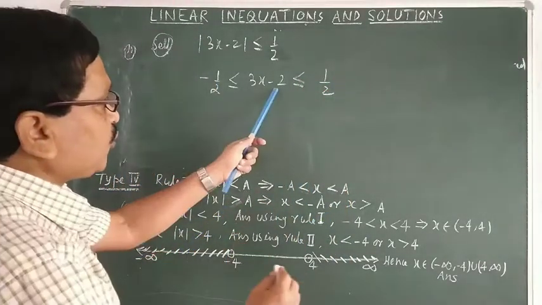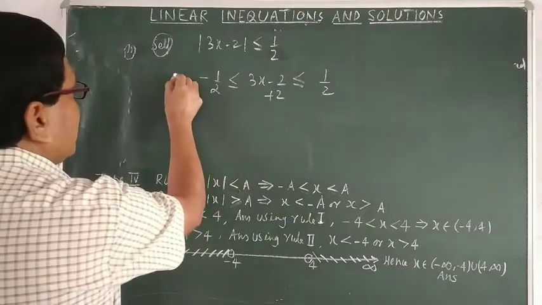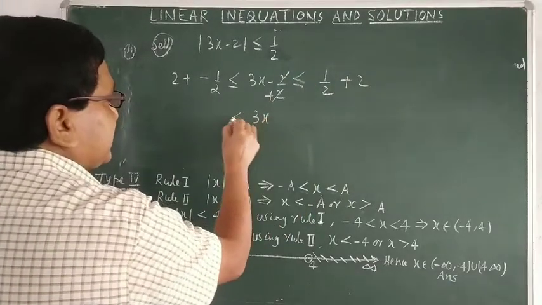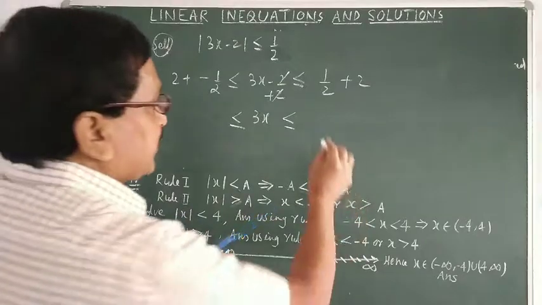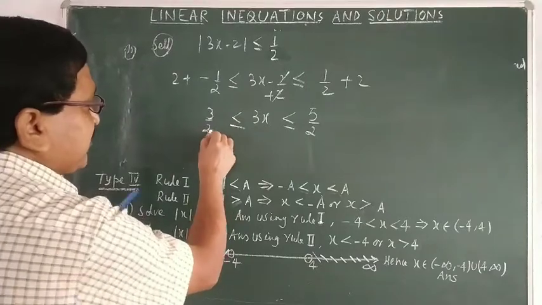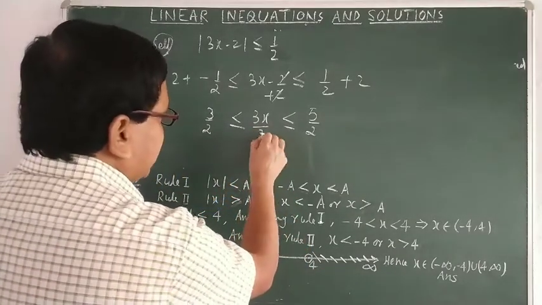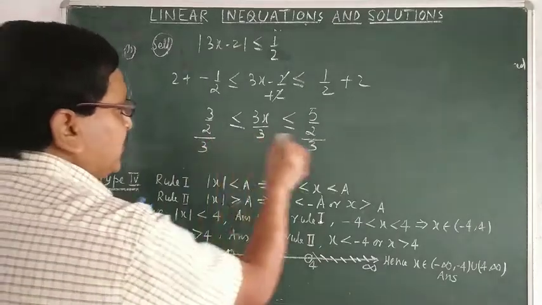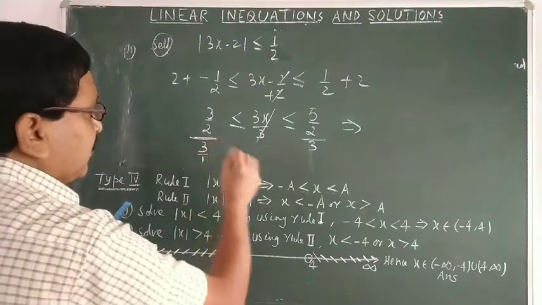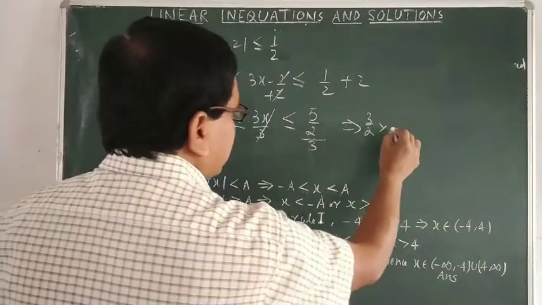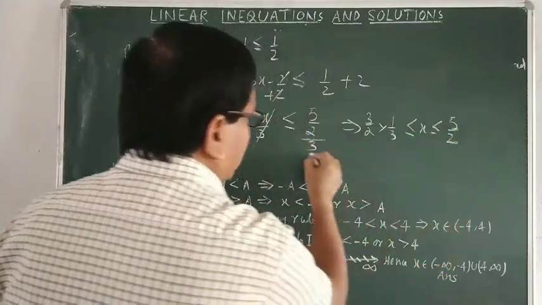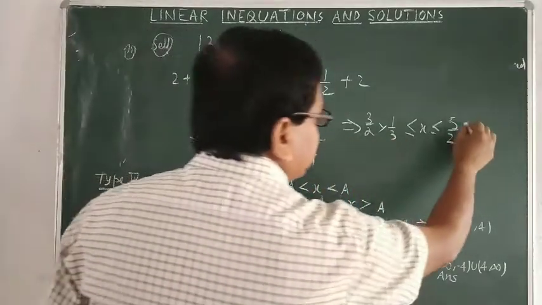Now the 2 is to be removed, so add 2 on all sides. So this cancels and we get 3x. Adding 2 and 1/2 gives 5/2, and in this case 2 − 1/2 gives 3/2. Now we have to remove this 3, so divide by 3 on all sides. So this cancels, and 3/3 means 3 times 1/3. So this is 3/2 times 1/3 ≤ x ≤ 5/2 times 1/3.